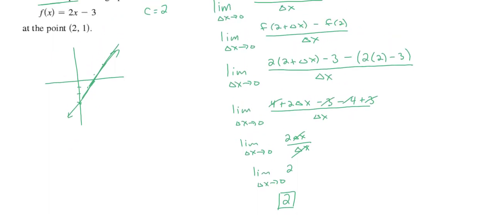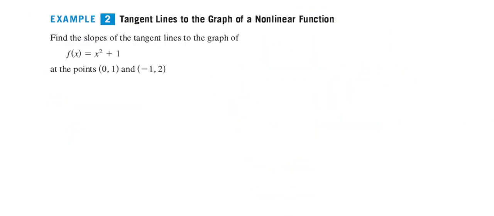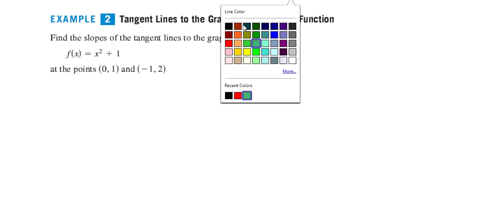Okay, start off with an easy problem. Find the slopes of the tangent lines to the graph of f of x equals x squared plus 1 when x equals 0 and x equals negative 1. All right, it means we have 2 problems, right? We have 2 problems to do. Let's do the first one.